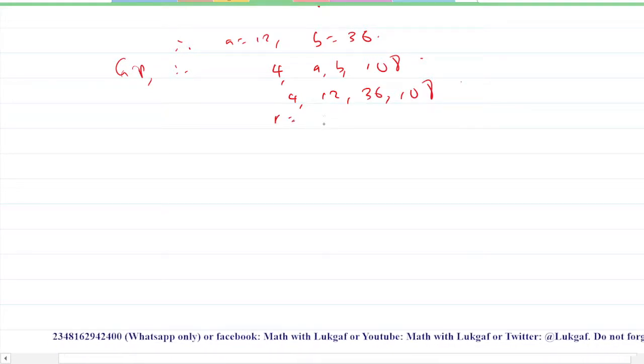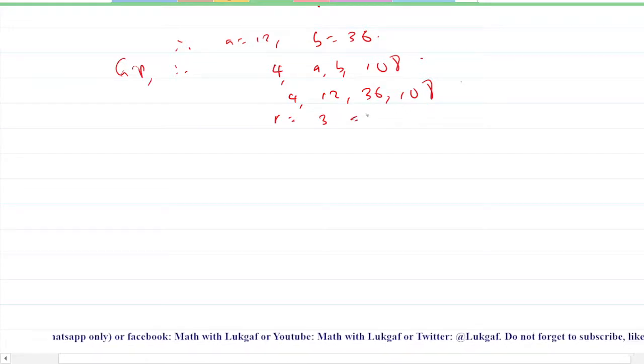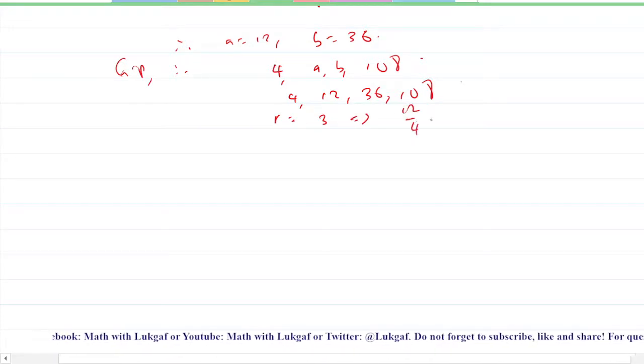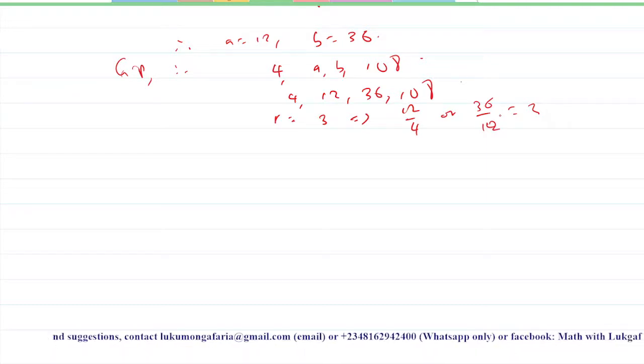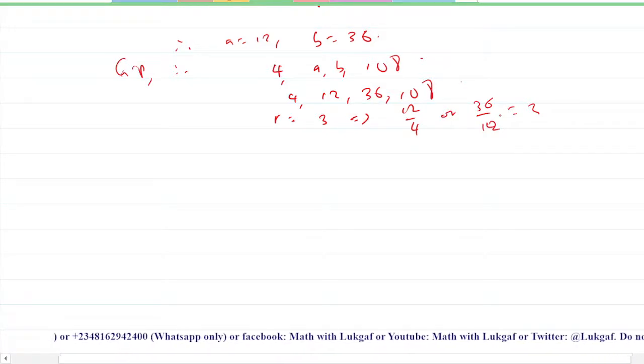R will be 3. Because don't forget you obtain it by dividing the second term by the first term, or the third term by the second term. 12 divided by 4 is 3, or 36 divided by 12, which is also 3. So 4 times 3 will give me 12. So that's how you can do that type of question when you are asked to. You can even insert 3 arithmetic means, just put A, B, C, and you use the relationship to obtain that.